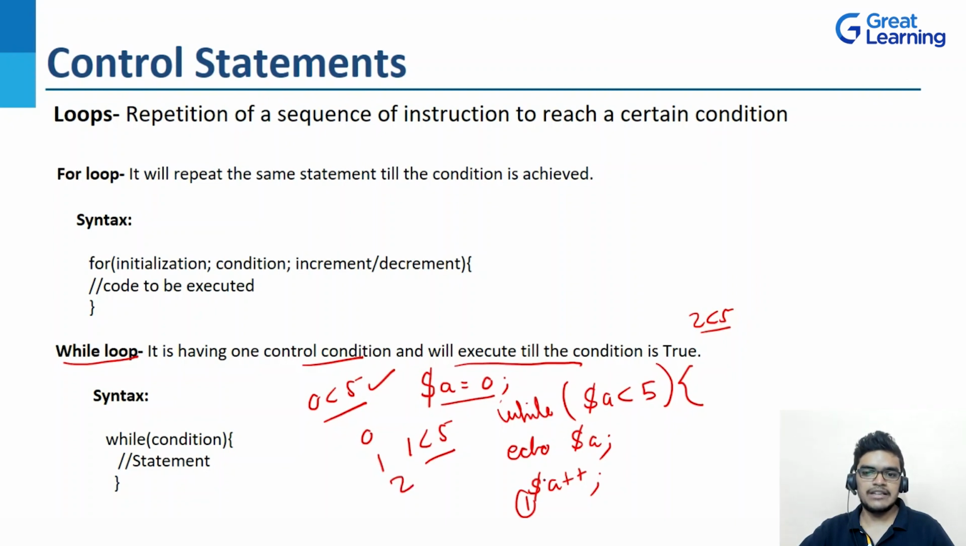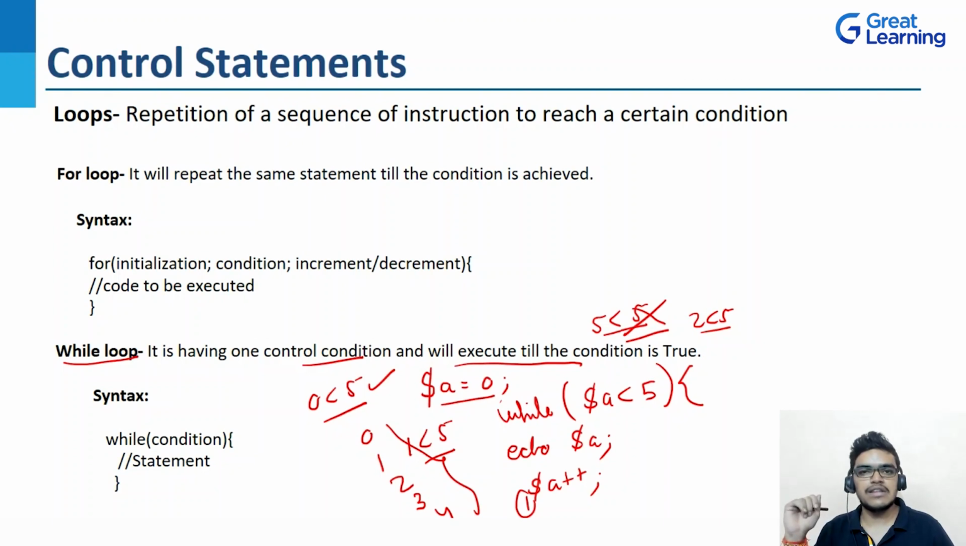Now there will be again increment in my value, new value will be 3. 3 less than 5, I will get 3. Similarly I will get 4. Now once I am getting 4, after that you can see that there will be increment in the value and my value will be 5 here, right? So once again it will check the condition, is 5 less than 5? No, this condition will not satisfy. So I am getting the value as 0, 1, 2, 3, 4, right? So this is the logic of while loop.